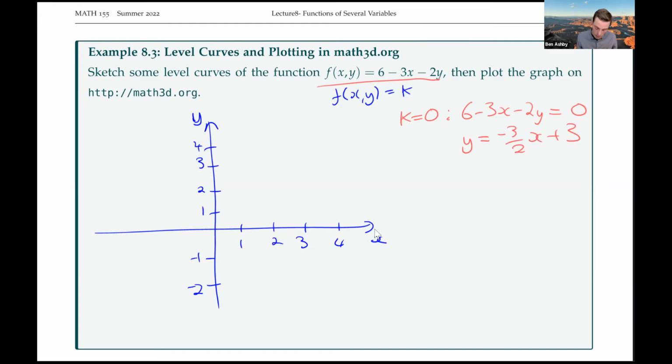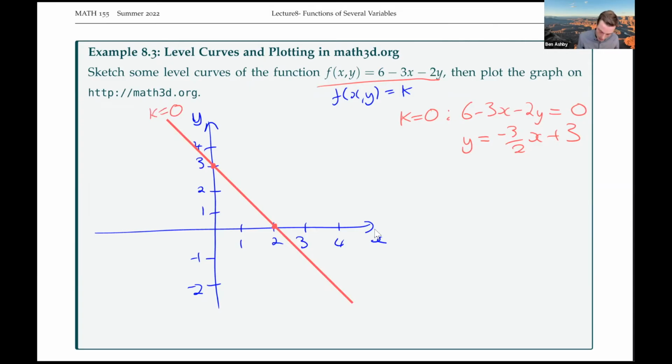So this is just a straight line that goes through, first of all, when x is equal to 0, y is equal to 3. So it goes through this point here. And when y is equal to 0, x is going to be equal to 2. So we can now draw a straight line. This is the level curve here. That's the level curve when k is equal to 0.